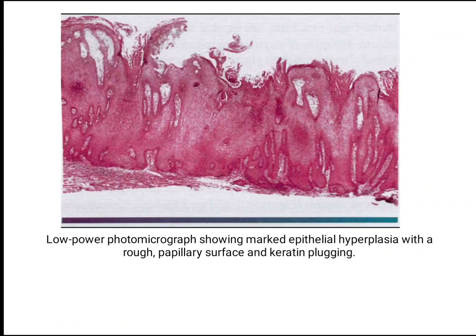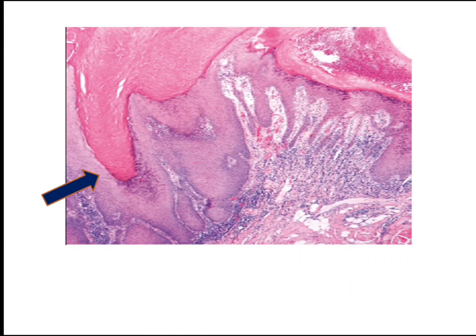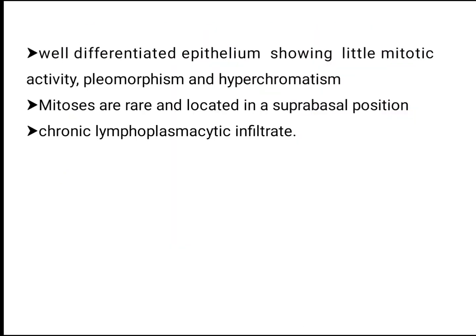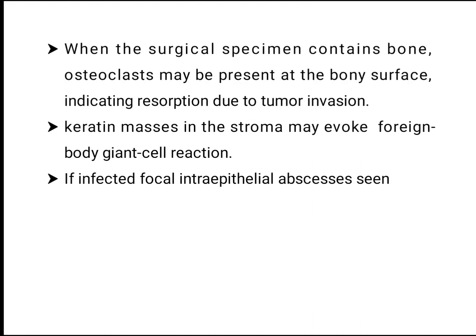We will see broad rete ridges, which are known as elephant foot rete ridges. We will see intact basement membrane. We will see parakeratin plugging, which is between clefts we will see, and these clefts are filled with parakeratin, which is known as parakeratin plugs. In the connective tissue, what we will see? In the connective tissue we will see chronic inflammatory cells, lymphocytes and the plasma cells. And these verrucous carcinomas will show very little amount of mitotic activity, pleomorphism or hyperchromatism.